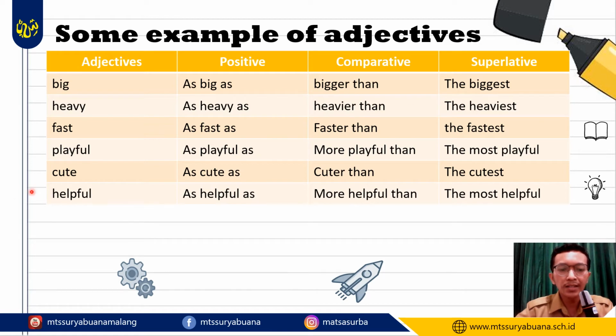And the second adjective, heavy. In the positive form, you can change it into as heavy as, heavier than, and in superlative, the heaviest. And the third example, fast. Fast in positive form, as fast as, in comparative, faster than, and in superlative, the fastest.